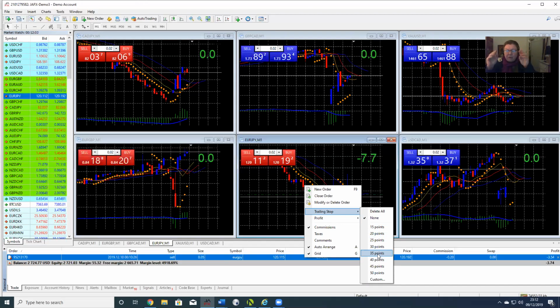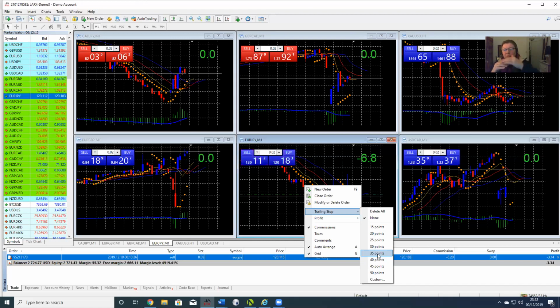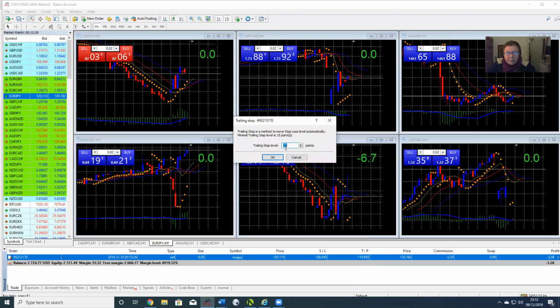Now, the problem with this, if you want to call it a problem, is if you set it too tight, you then, and that's happened to all of us many times, get stopped out of a trade. If you've given it a bit more room to breathe, then you don't get stopped out, and price can just flow, because price flows. It doesn't move in straight lines up or down, it flows. The market flows in waves. So you can set a customized one.